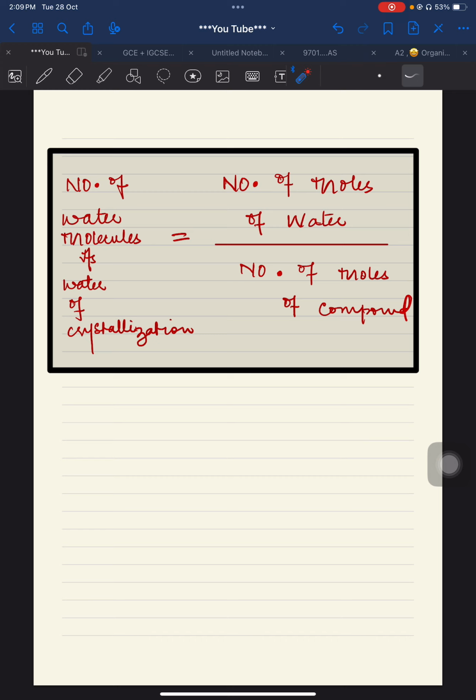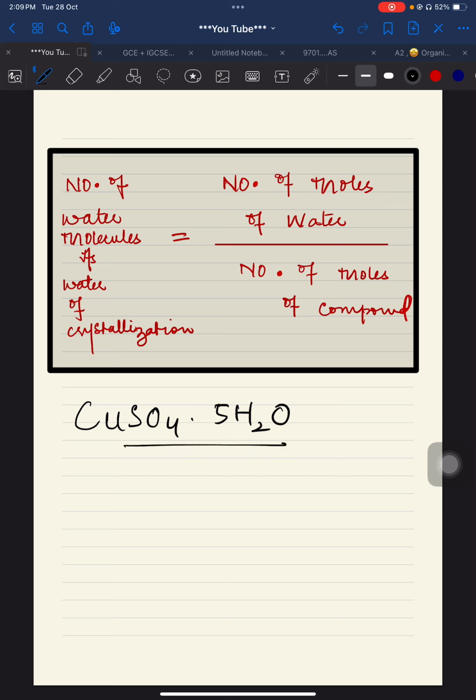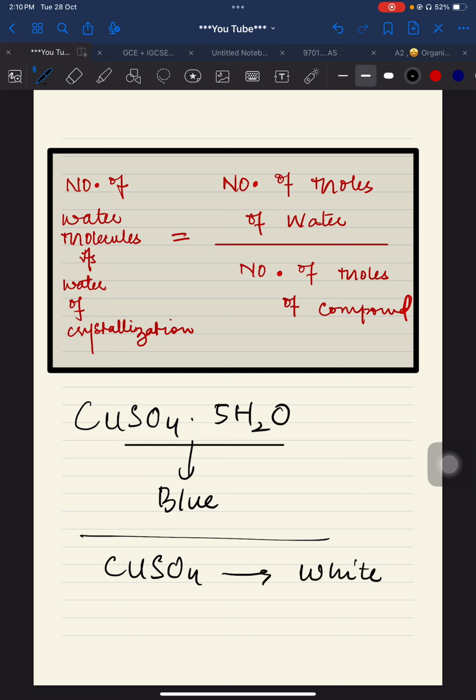One of them is with copper sulfate, that I am writing right now over here. It is copper sulfate, and when copper sulfate is with 5 water molecules, look, these water molecules of crystallization are represented by that dot. So when those water molecules are part of that compound, the color of copper sulfate will be blue. And when it loses all water molecules, it is anhydrous copper sulfate, and that is white in color.